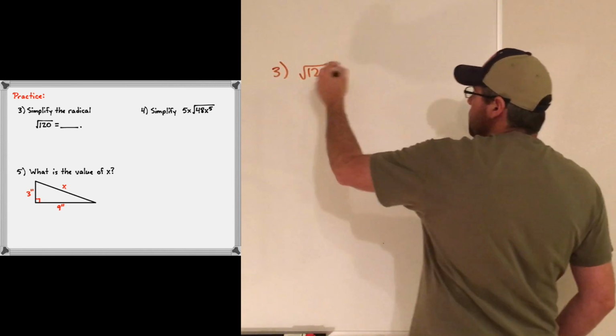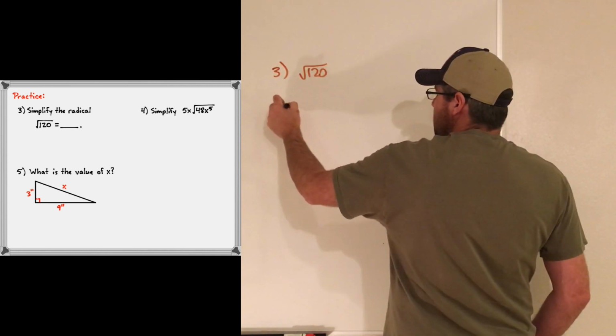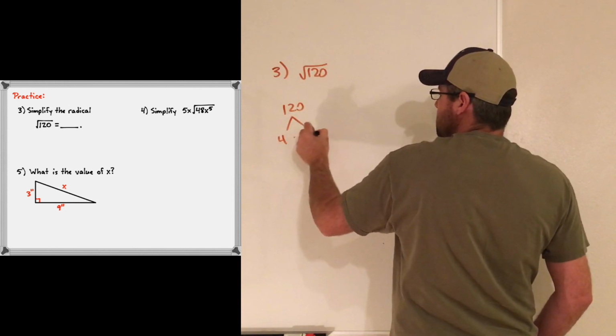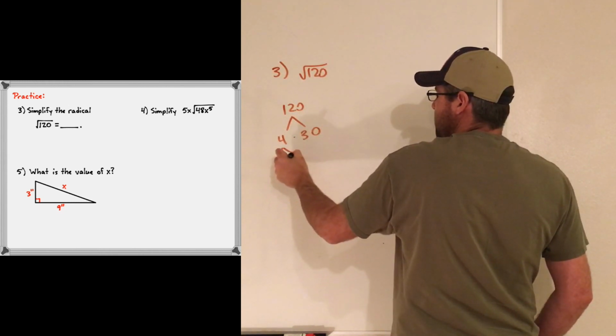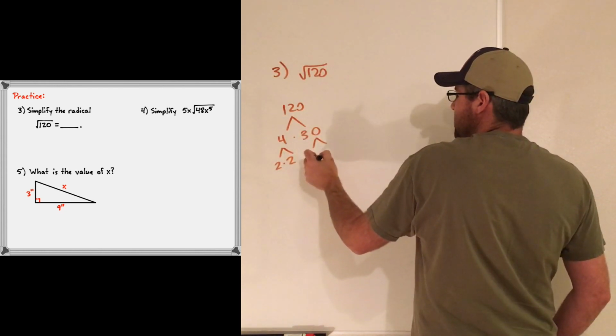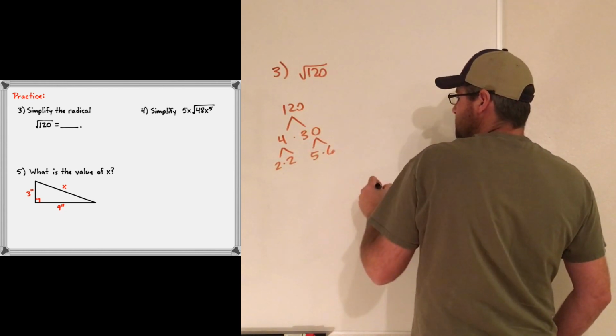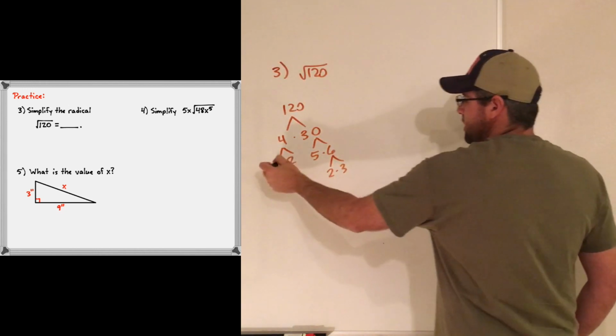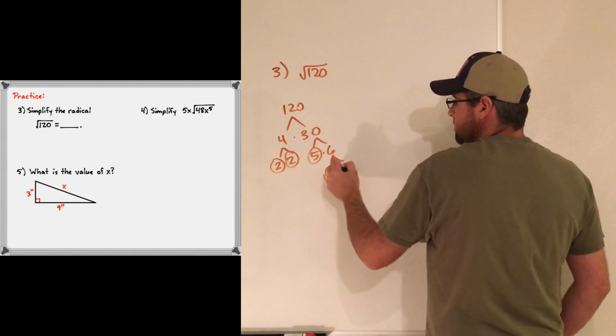The square root of 120, well, that factors, depending on how you do it. I'll do the factor tree this time. Let's see, that's going to be 4 times 30. 4 is not prime, that's 2 times 2. 30 is 5 times 6. 5 is prime. 6 factors to 2 times 3. So here are all my prime factors.